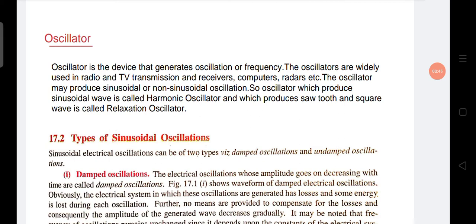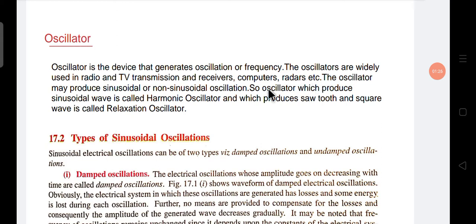In a communication circuit, there is a need for a high frequency. That is the carrier frequency, which is a high frequency. That carrier frequency is generated by this oscillator. So this oscillator is widely used in radio and TV transmission and receivers, and also in computers and radar.